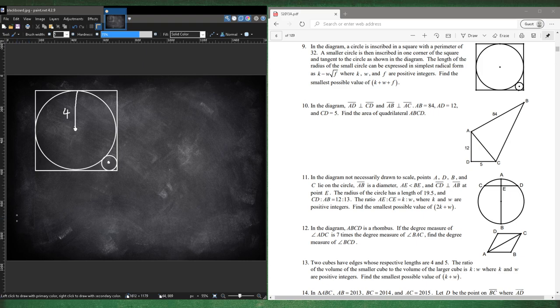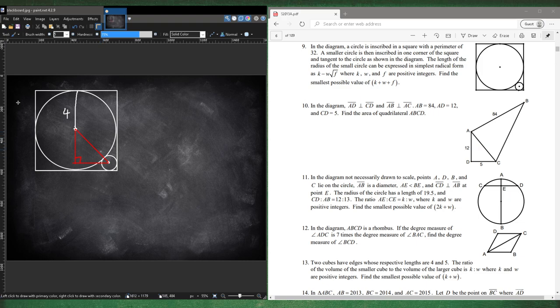And I'm going to switch to a different color. To solve this, we're going to basically just make a triangle. So we connect these two. And then from here, we go this way. And then from here, we go straight down to make a right triangle. So this is 90 degrees.